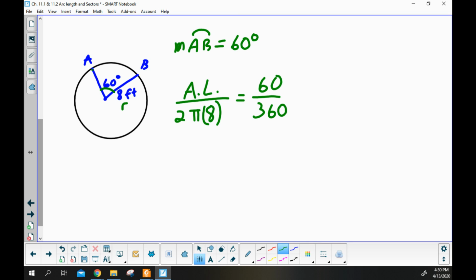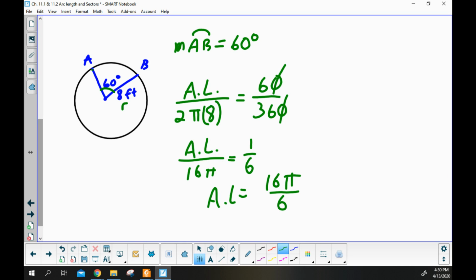All right, so we can solve this. So arc length, I'm going to just simplify things, equals 16 pi is equal to, well, 60 over 360. The zeros cancel out, and that's 1 over 6. So basically, my arc length, in this case, is equal to 16 pi over 6. And if I reduce that, that's 8 pi over 3. And since we're dealing in feet, that's feet.